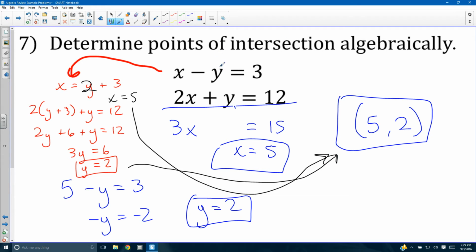It also would have been okay to isolate this y or this y. Isolating this x is a bit of a bummer because when you divide both sides by 2, this y becomes a fraction. And then when you substitute, you have to deal with a fraction. You'll still get the same answer, but be selective about which one you want to choose. The fewer negatives to me, the better.